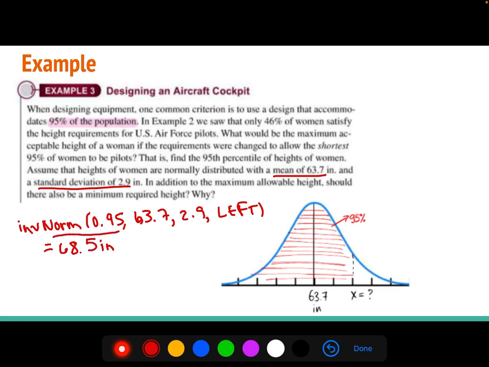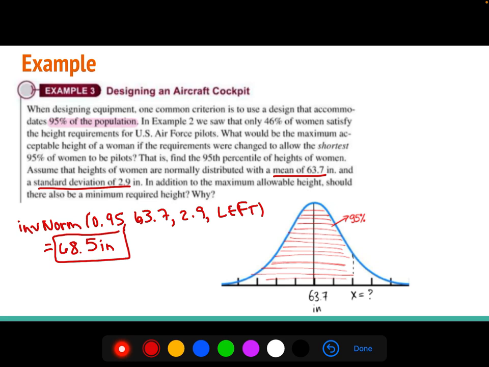So that's 68.5 inches. That's what we're looking for as our maximum height. Should we have a minimum height? Well, that's kind of an up to you kind of thing.